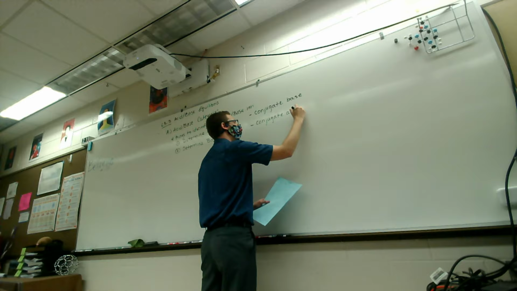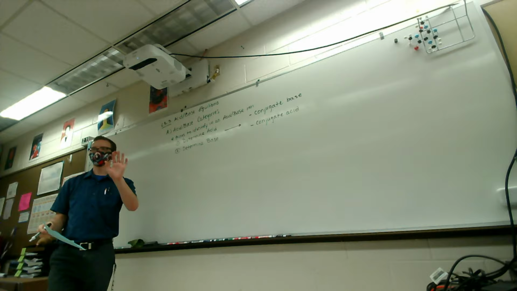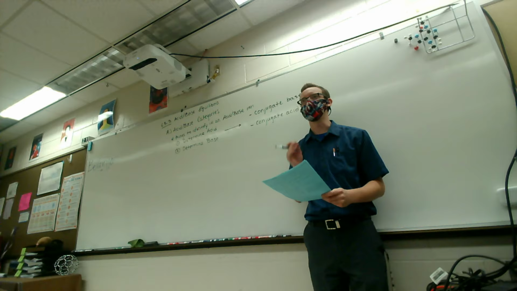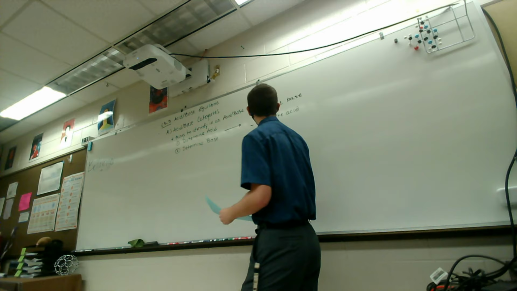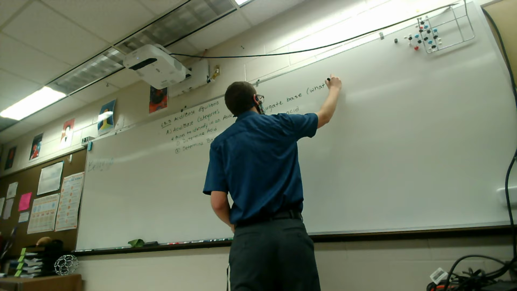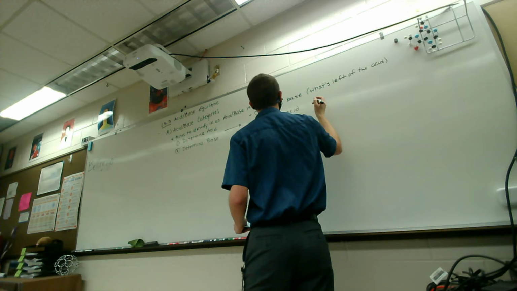Are you familiar with these terms? That's fine, I'm just trying to get a feel for what we know and what we don't know. A conjugate base is basically what the acid becomes after the acid reacts. So it's what's left of the acid from the reactant side. And then a conjugate acid is what's left of the base.